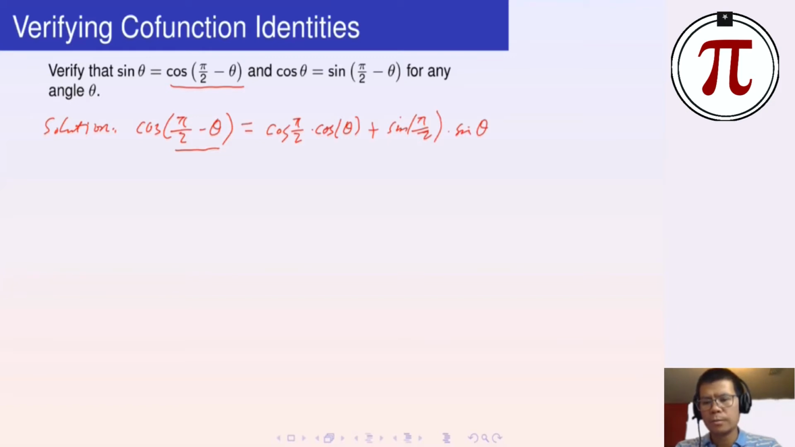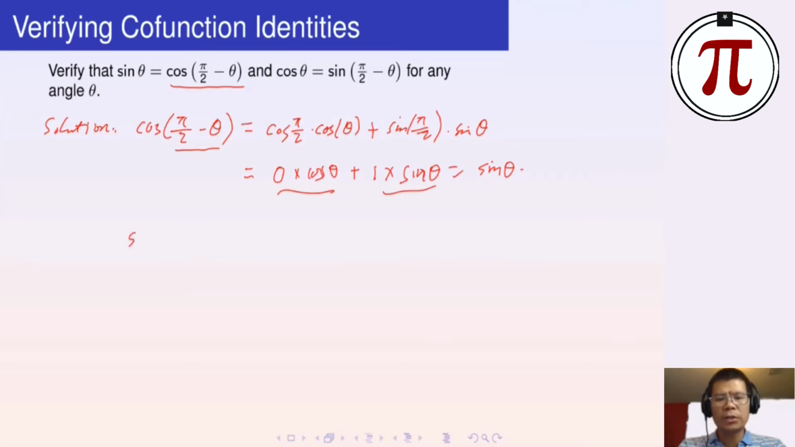So now, what is the value of cosine pi over 2? Zero, because that's the endpoint. The x coordinate is going to be 0, so 0 times cosine of theta. How about sine pi over 2? 1. Yes, very good. Times sine theta. Now you can see this is 0, and this is sine theta, so it equals sine of theta. Make sense? Okay.